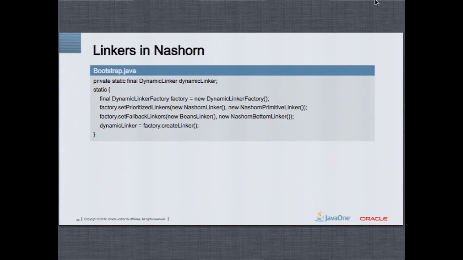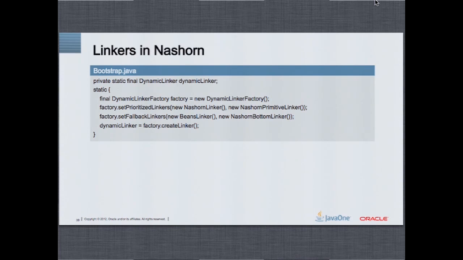Well, if you have your own language, this gets a little bit more complicated. So you will instantiate your factory, but you will then be setting several linkers in it. And as you can see, there's this nice method saying set prioritized linkers, set fallback linkers. Prioritized linkers are a Nashorn linker and the Nashorn primitive linker. Wait, we need two? Yes, we do. I'll explain. There are also fallback linkers, which I told you that when you normally cannot link anything, you don't know how to link it, then you just fall back to a beans linker.